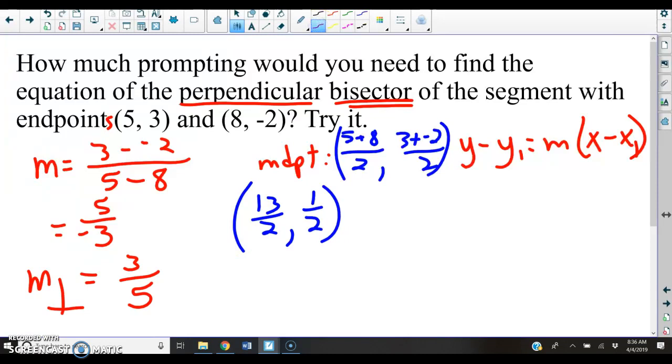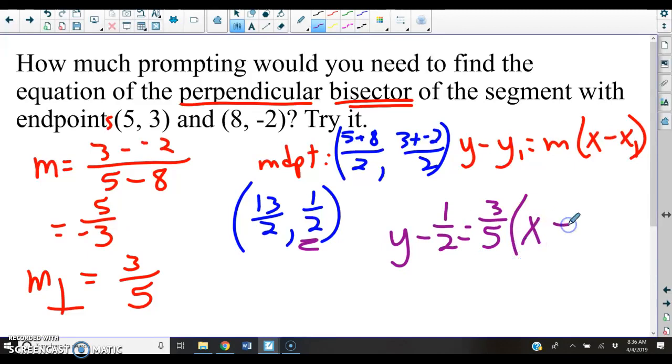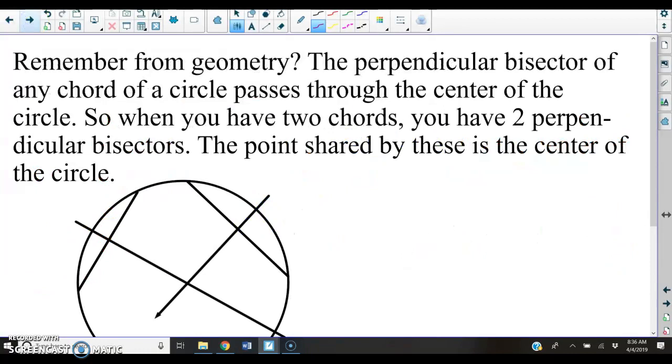And now we can write the equation. Y minus the y equals slope times x minus the x over midpoint. And that's our perpendicular bisector. If you want to put it in a different form, you're good at algebra, you could do that. Right, I think I'm going to run out of time for this.